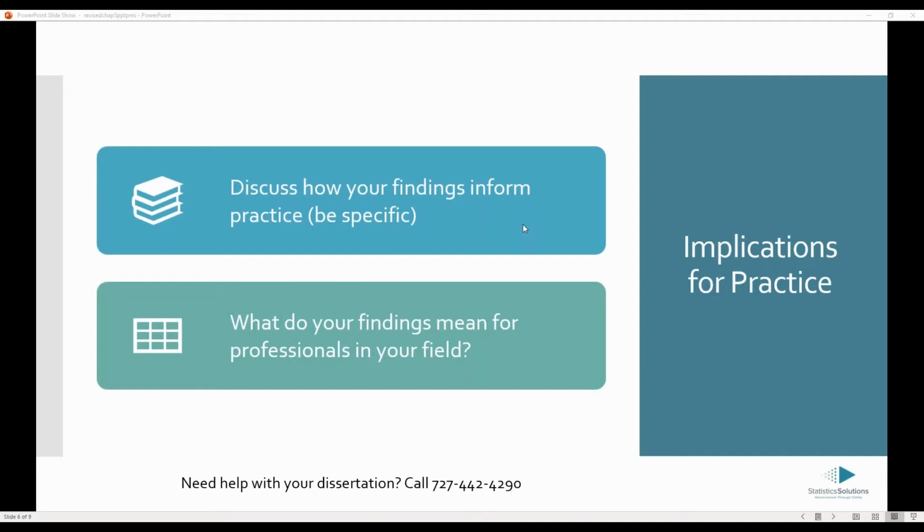Implications for practice. Basically, it's just like it sounds. You need to discuss, now that you have your findings and you've made some conclusions, what does that mean for professionals in your area? What does it mean at the level of practice? Right. So if you're doing some kind of education study, a teaching study or something, what then would your results mean for teachers or administrators, right? So usually you want to be as specific as possible, not vague and general, but based on your findings and specific.